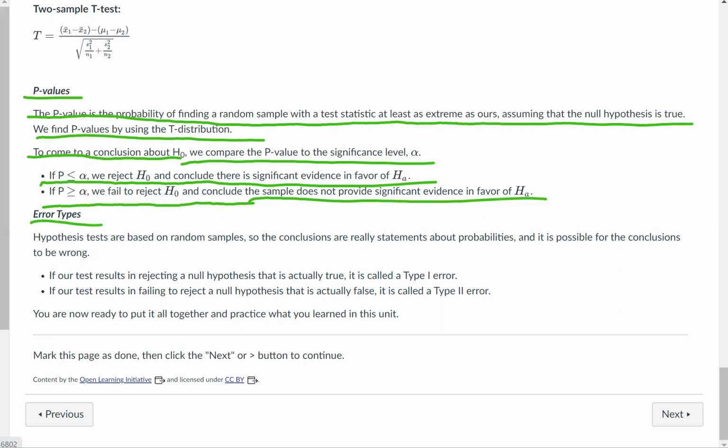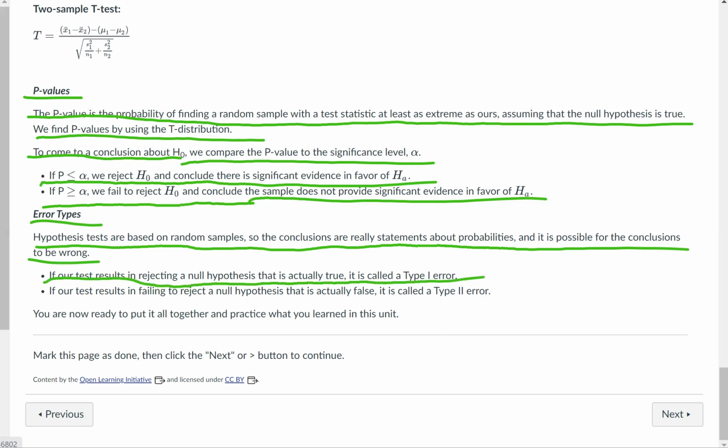And then lastly, we talked about two different error types. Hypothesis tests are based on random samples, so the conclusions are really statements about probabilities. So it's possible for the conclusions to be wrong. First, if our test result is rejecting a null hypothesis that is actually true, it's called a type 1 error. If our test results in failing to reject a null hypothesis that is actually false, it's called a type 2 error. Now we're ready to put it all together and practice what we learned in this unit.